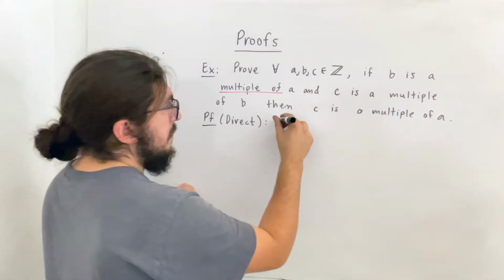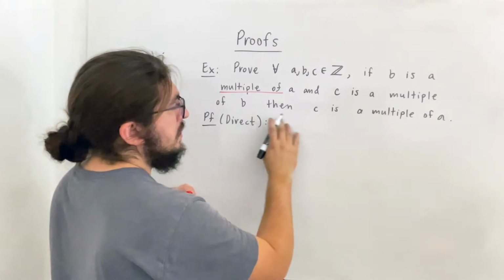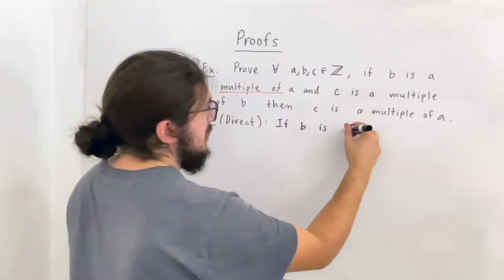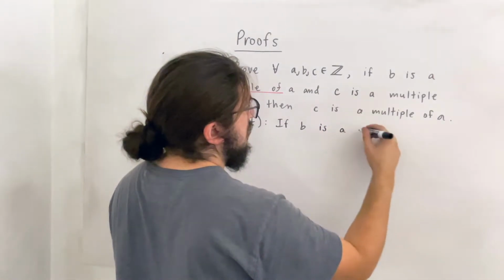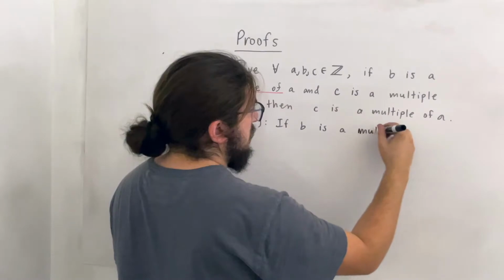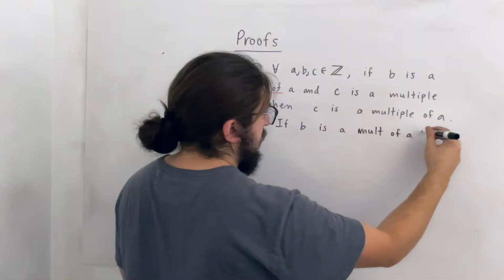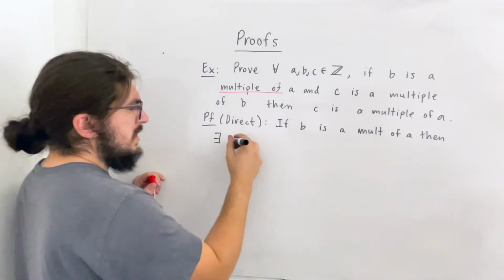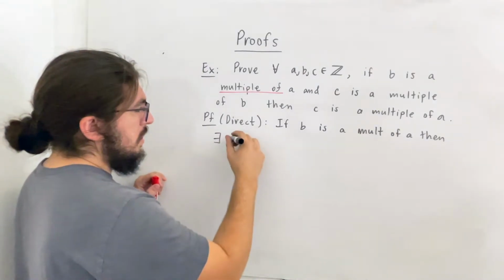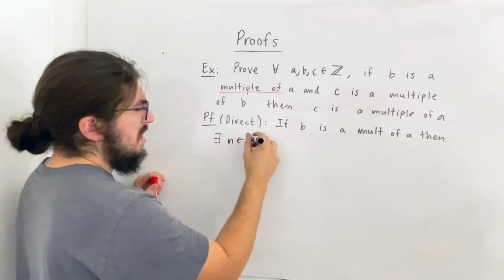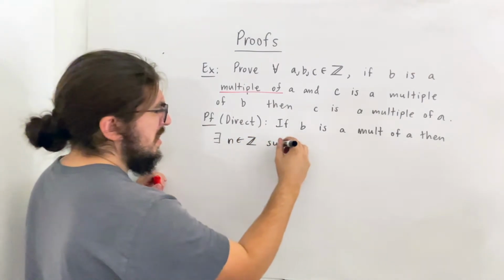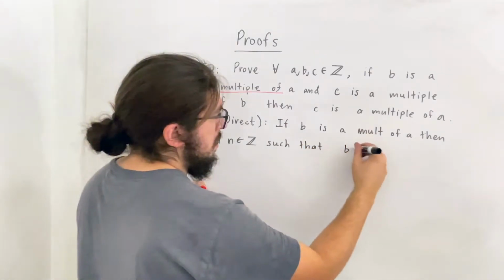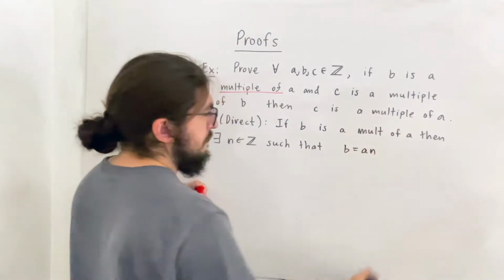So let me just say here, if b is a multiple of a, let me just write it like this, mult of a, then there exists some new integer, let's call it n, such that b is equal to a times n.